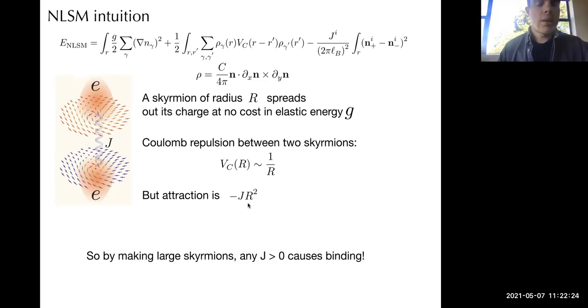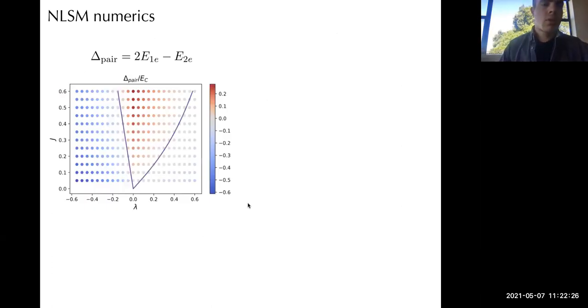So this is what leads to binding at small J. We can check this from the nonlinear sigma model by just solving for the classical ground state of the nonlinear sigma model. And what you find is, as a function of J and the anisotropy, pair binding is preferred in this red region here.